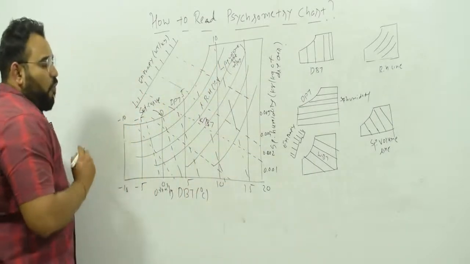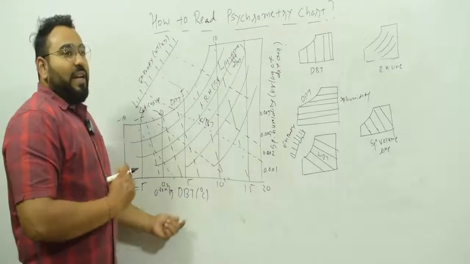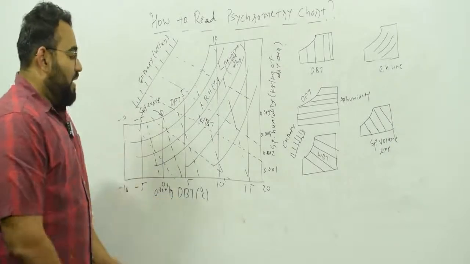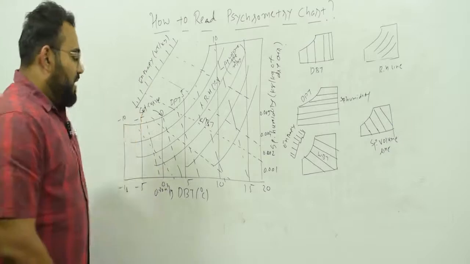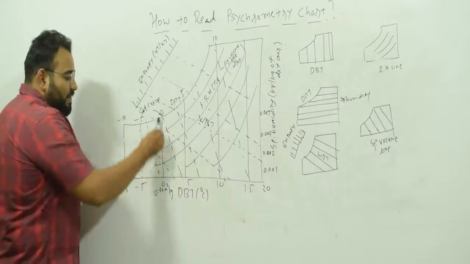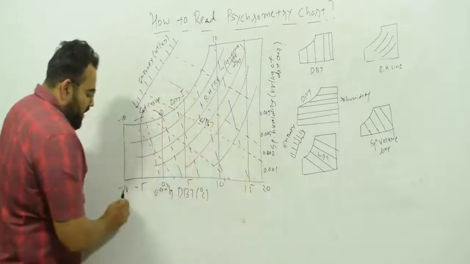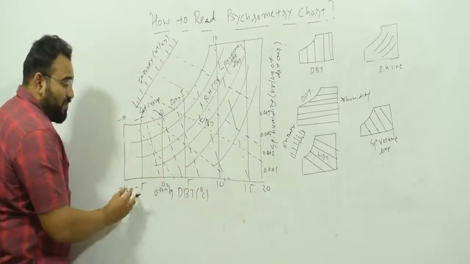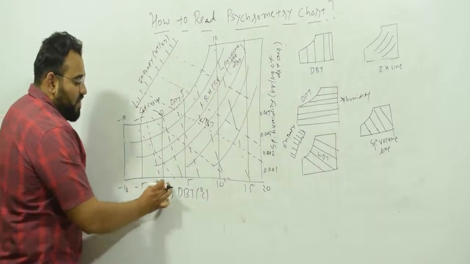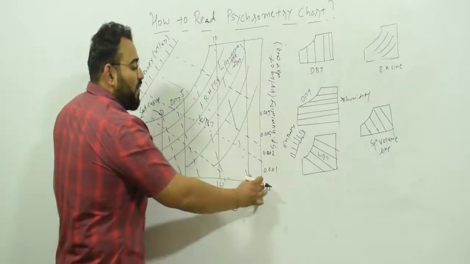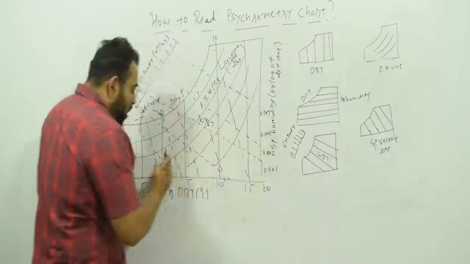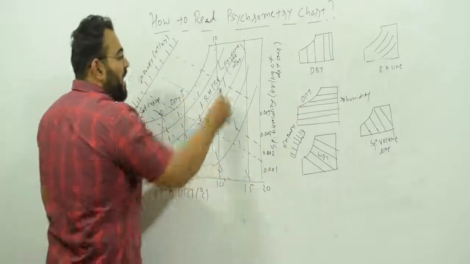The first thing we are going to see is the DBT lines, the dry bulb temperature lines. All the vertical lines like this are called dry bulb temperature lines. The temperatures are written as -10, -5, 0, 5, 10, 15, 20, and so on. All these vertical lines show the dry bulb temperature.